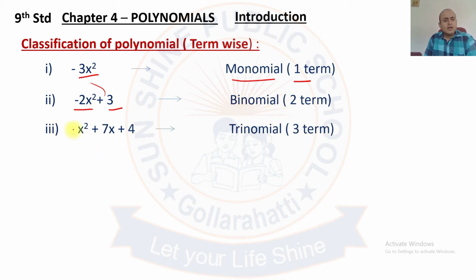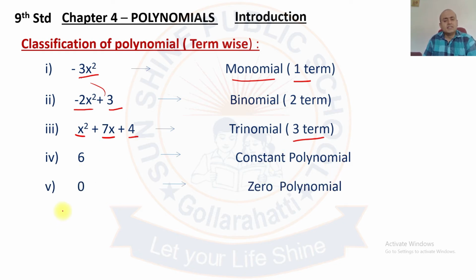And next is x square plus 7x plus 4. Here we got x square, 7x and 4. We got three terms, therefore it is called a trinomial. Trinomial, we got three terms in a polynomial. 6 is called a constant polynomial, and 0 is called a zero polynomial. Here 6 and 0 are polynomials.